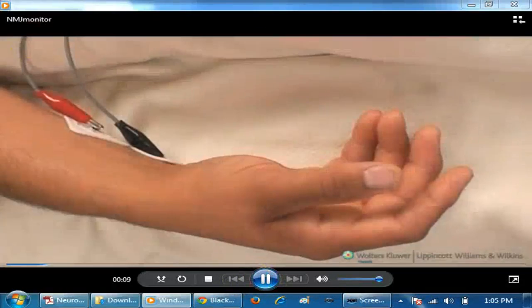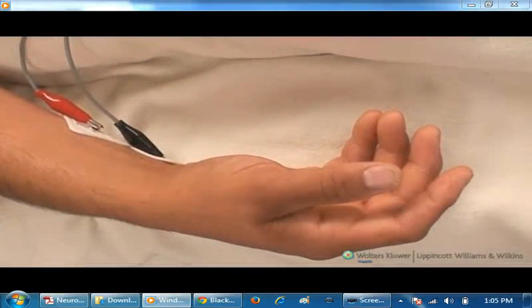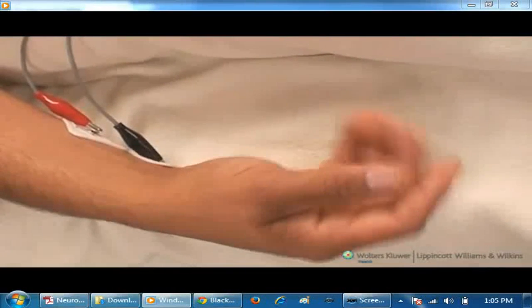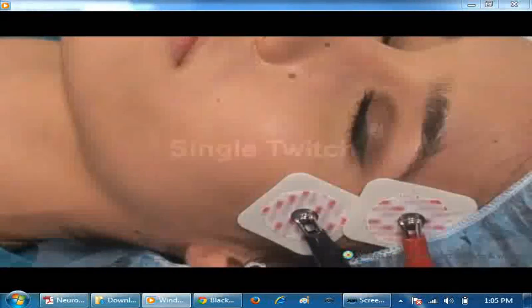The stimulation is applied to a nerve. The easiest and least expensive way to assess the response is to observe or feel the response of the muscle. This method is easily adaptable to any superficial muscle.